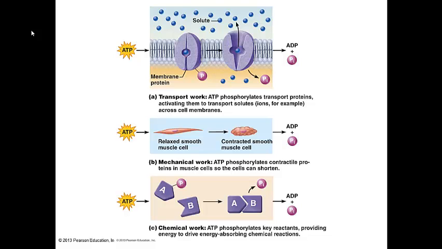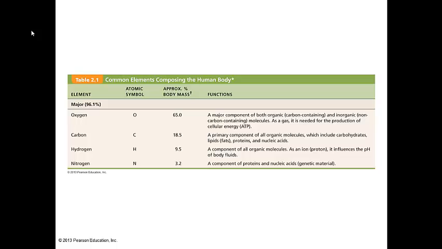All right, so what are the 4 organic molecules? Carbohydrates, lipids, proteins, nucleic acids. What are carbohydrates made of? Sugar, simple sugars. What are lipids made of? Glycerol and fatty acids. What are proteins made of? Amino acids. Brought together by what kind of bond? Peptide bonds.